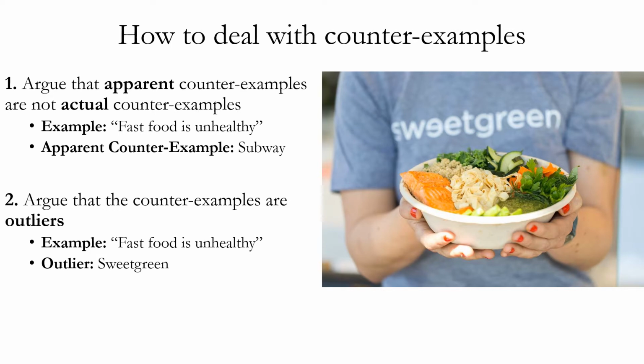A better response still is to clarify what the generalization is actually claiming. Saying fast food is unhealthy is ambiguous between the claim that all fast food is unhealthy and the claim that most fast food is unhealthy. There's also vagueness in what unhealthy means, so that's also something you would want to make more precise. So one nice thing about counterexamples is that they can force people who are making and arguing for a generalization to get more clear about what their claim actually is.